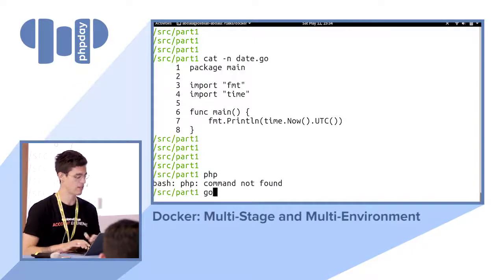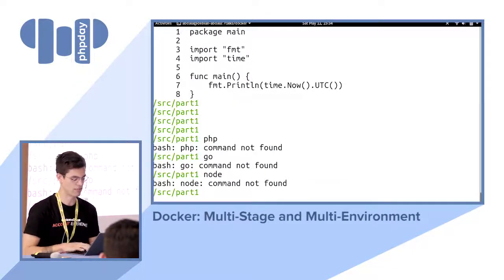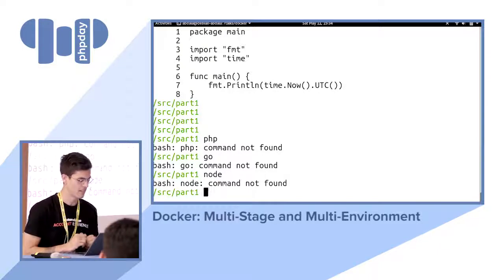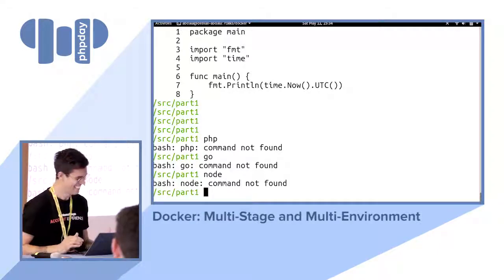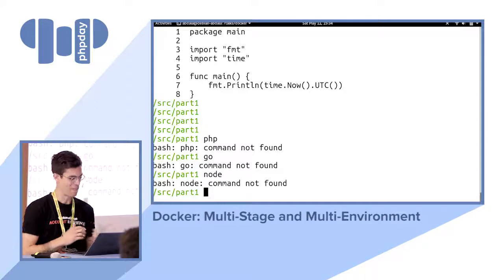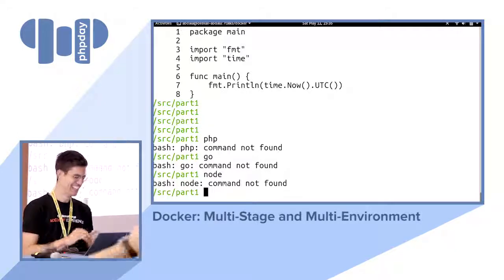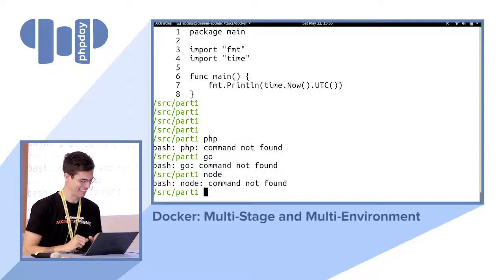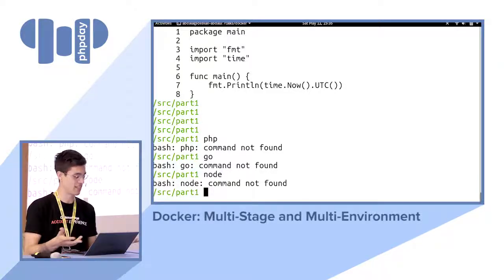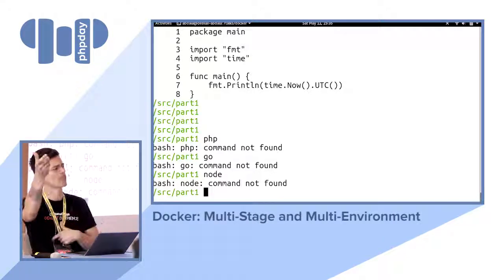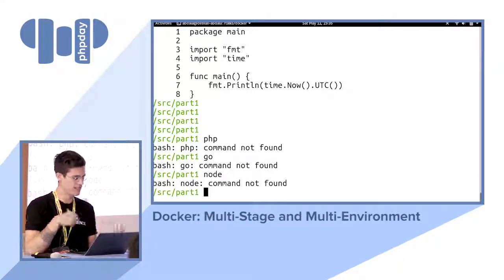If I execute PHP, there's no PHP, no Golang, no Node.js. There's nothing installed in this container. I'm running a container here, by the way. It's Docker in Docker. But imagine that I'm on my machine. How can I execute these files? They are on my machine, but I'm running a command inside the container. How do I put these files inside the container?